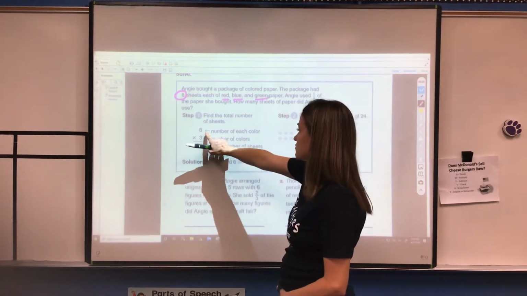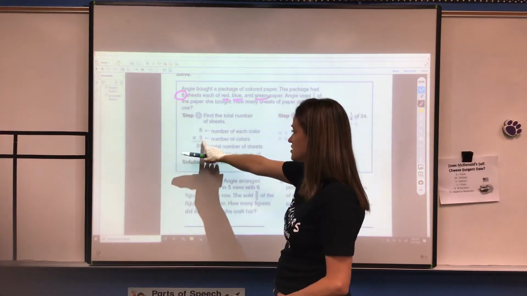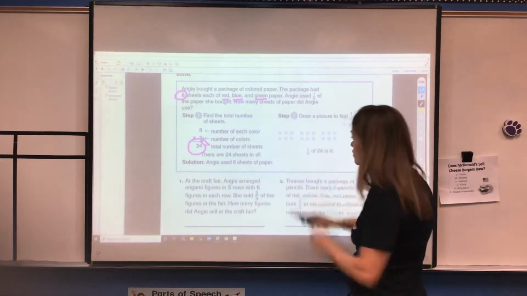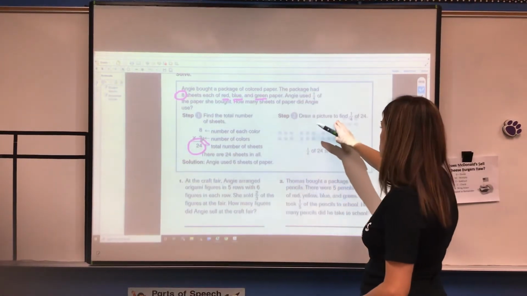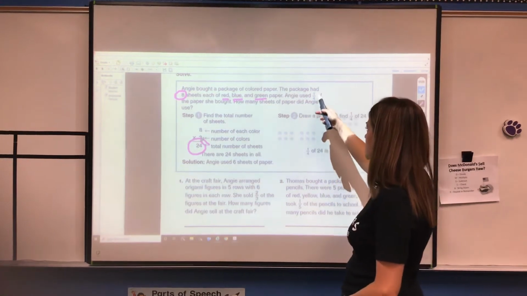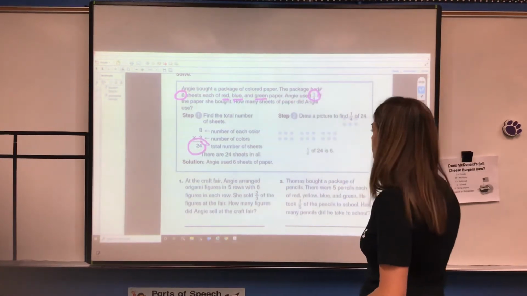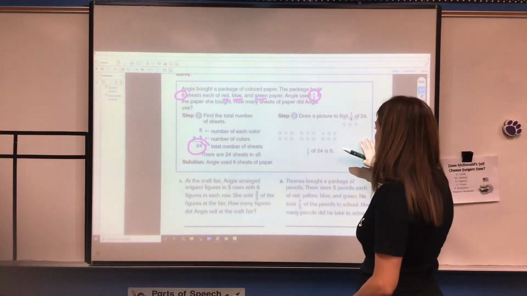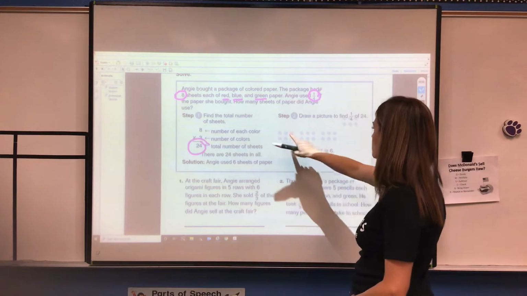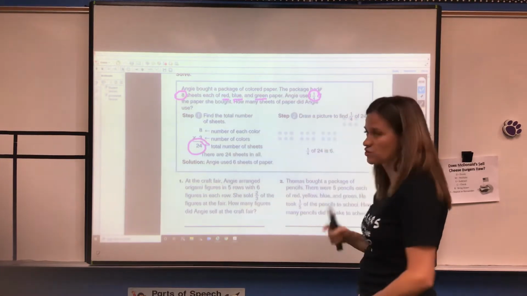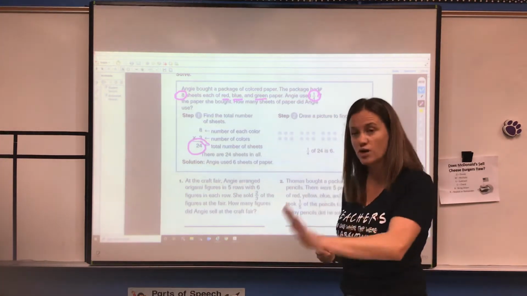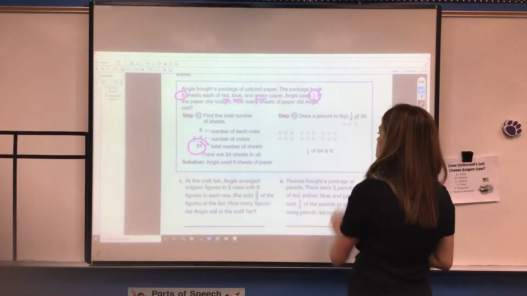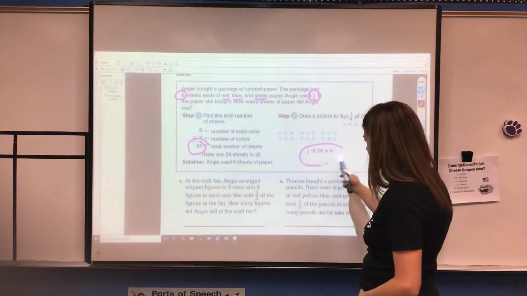So the first step they did was to multiply the 8 sheets times the different colors, and they got 24. So that's their first step. For step 2, they drew a picture of 1/4 of 24, because Angie used 1/4 of 24. So they drew an array. They drew 24 dots in 4 equal groups. They went across because it's 1/4 they're trying to find, so you have to do 4 equal groups. If it says 1/4, you look at the denominator. So they made 4 different groups, and they found out that there are 6 in each group.